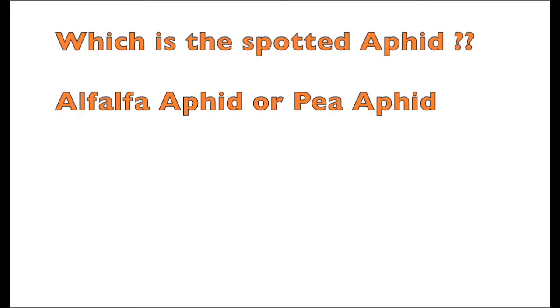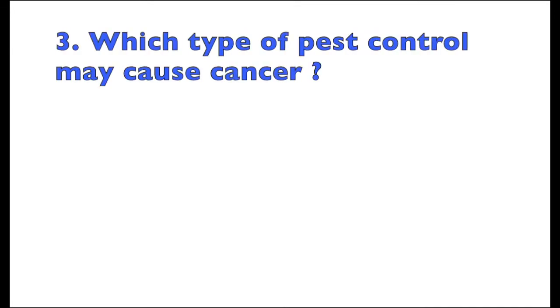Second question, which is the spotted aphid? Is it the alfalfa aphid or the pea aphid? The correct answer is the alfalfa aphid. The third question, which type of pest control may cause cancer? The right answer is pesticides.